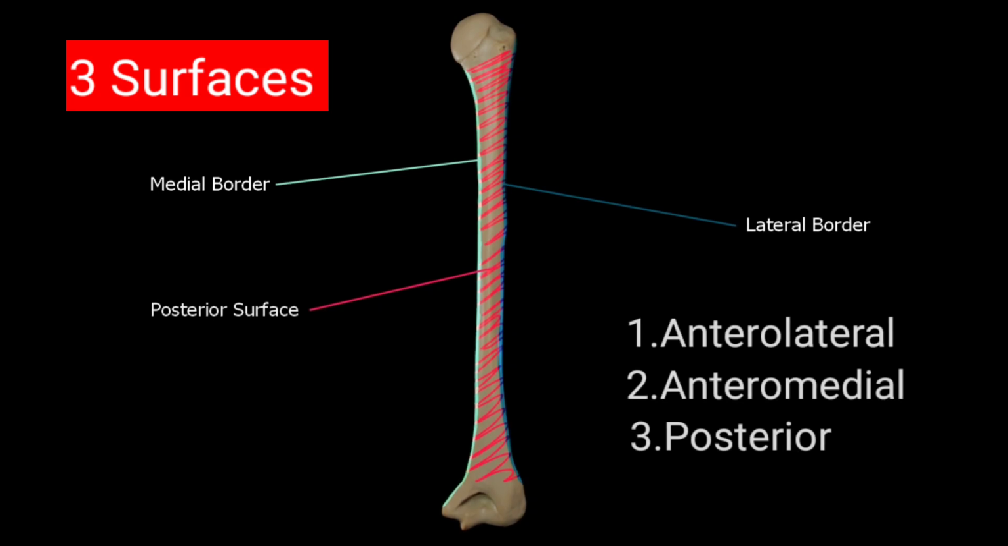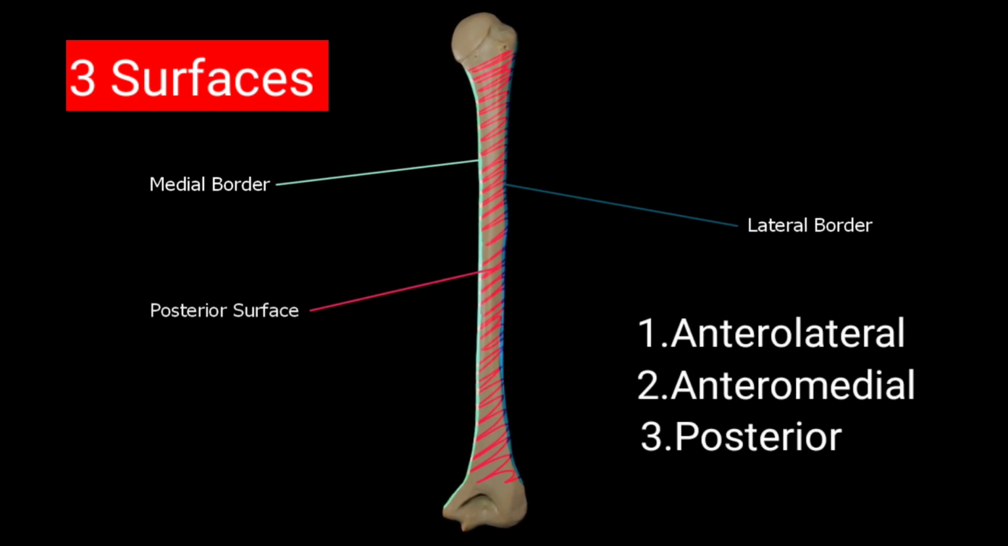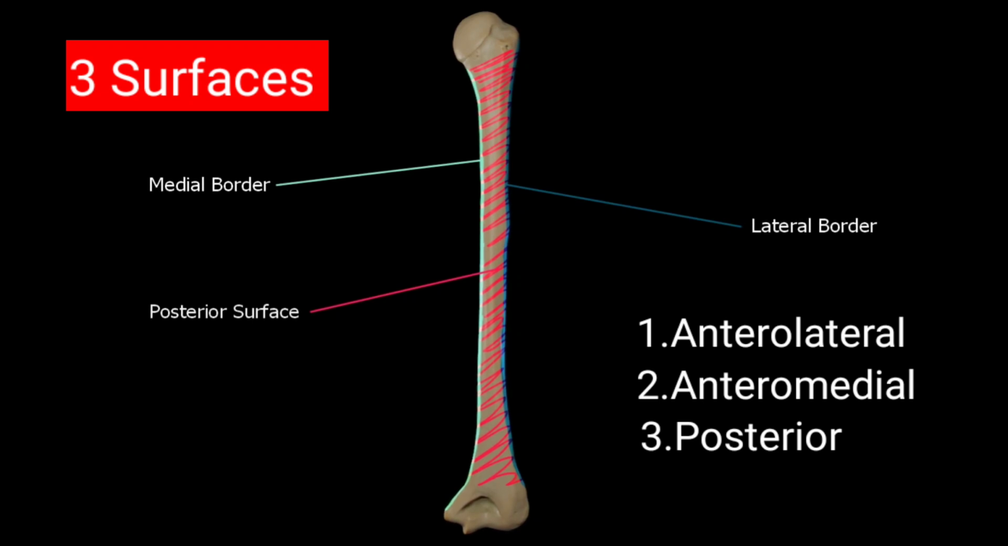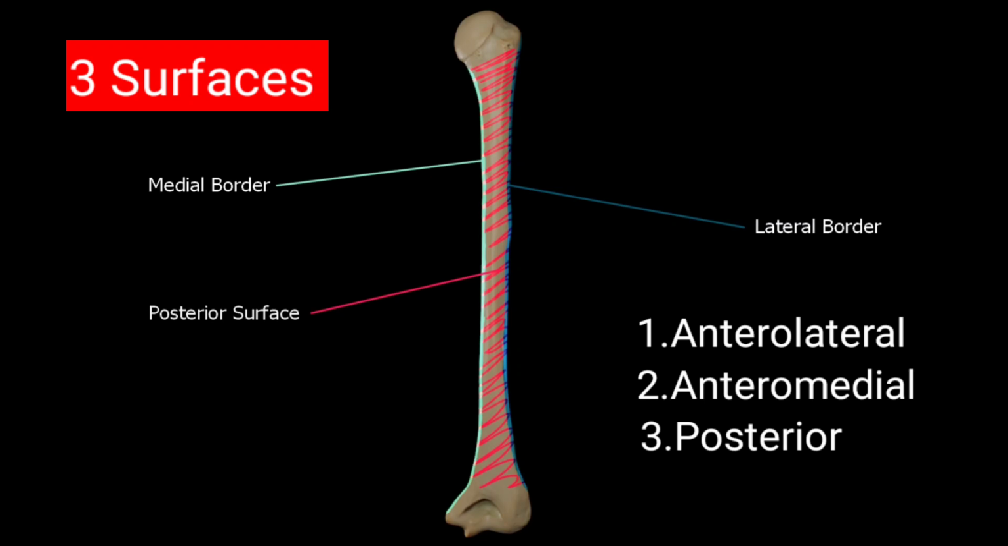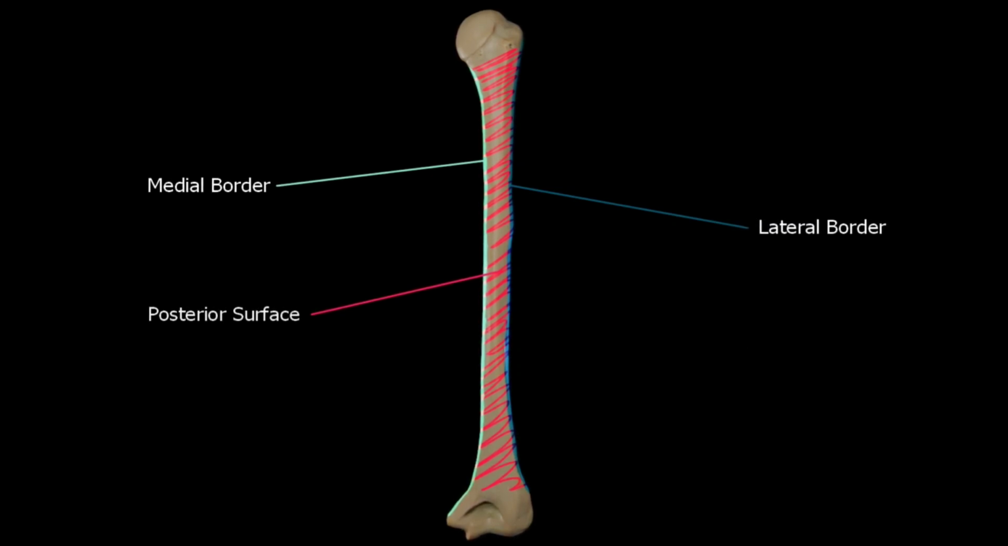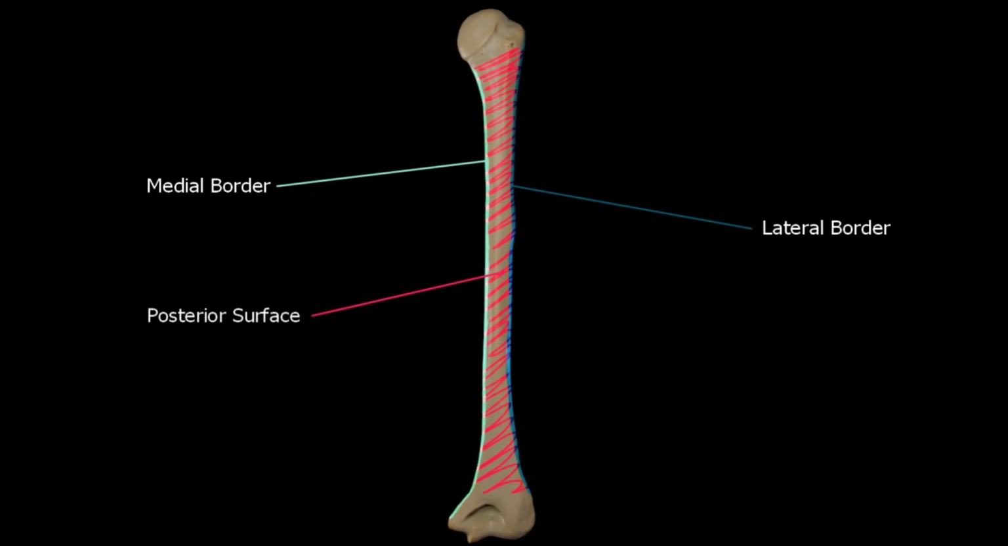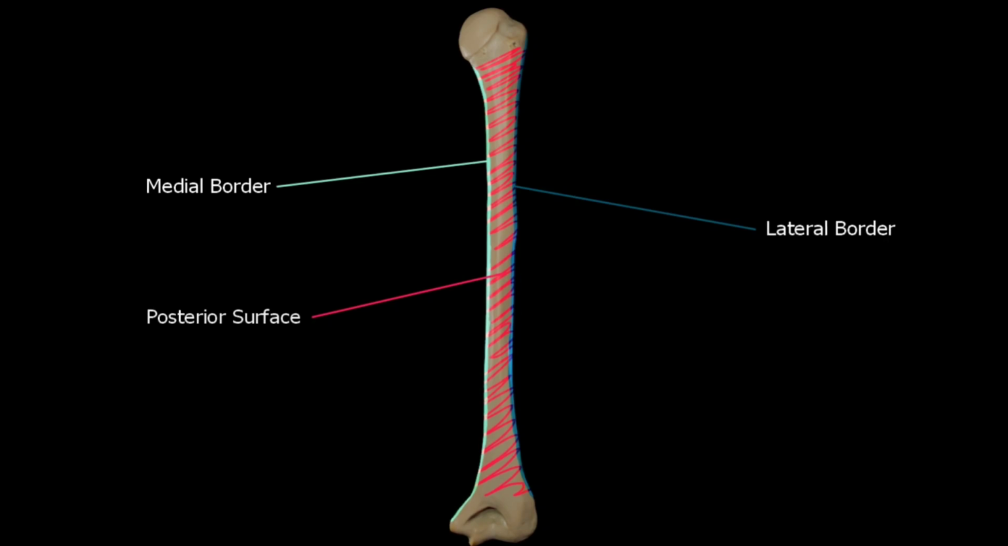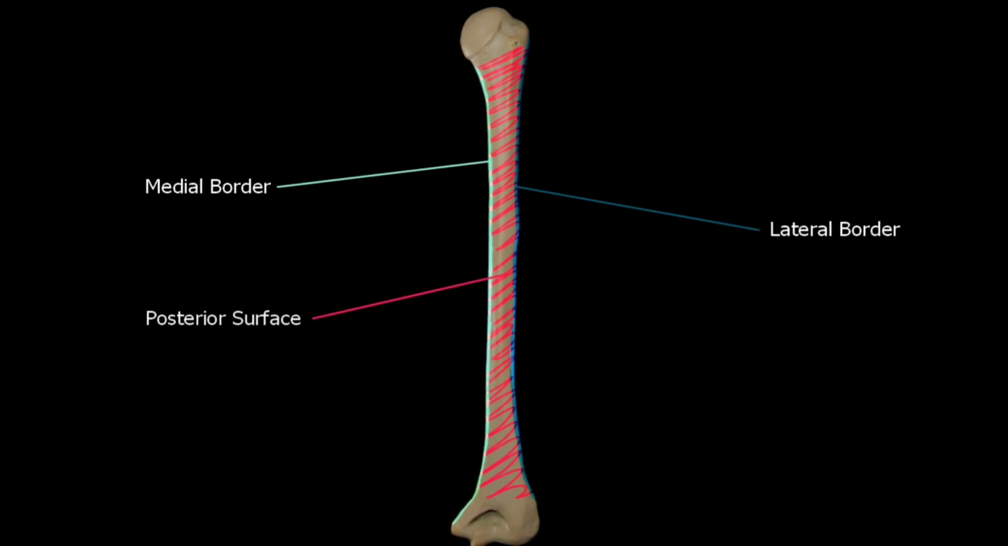Now we discuss surfaces. Three surfaces: anterolateral surface, anteromedial surface and posterior surface. Anterolateral surface is present between the anterior border and lateral border, and the anteromedial surface is present between the anterior and medial border, and the last, posterior surface. Posterior surface lies between the medial and lateral border.